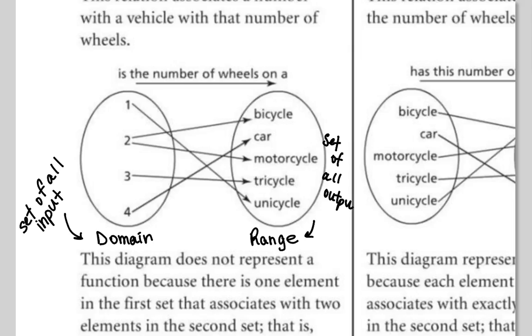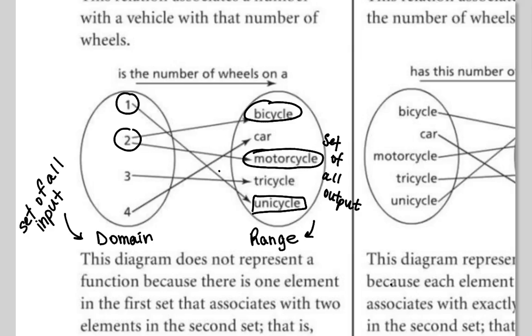output. Okay, do you remember those input-output machines from elementary school? You input a number and then you output a result. So in this relationship, if you inputted a 1, what would it output? Unicycle. That's one wheel. If you input a 2, you could get a bicycle or you could get a motorcycle. For the input of 2, it has 2 arrows leaving it. Okay?